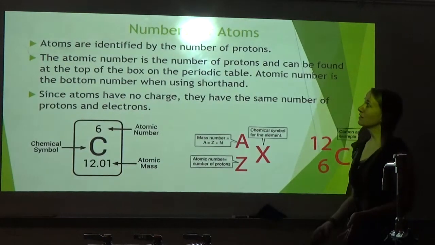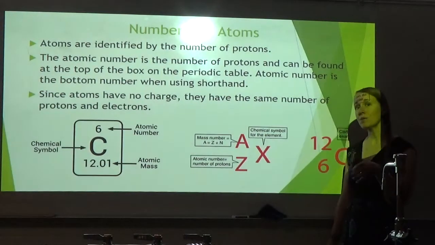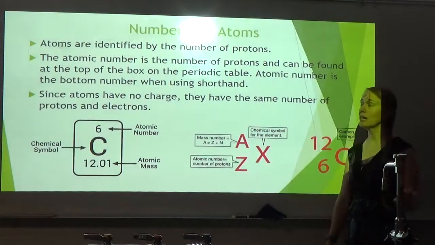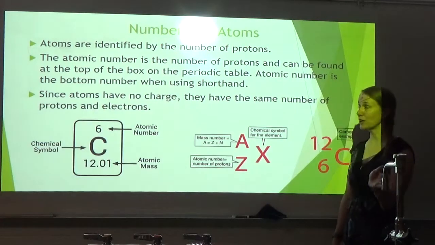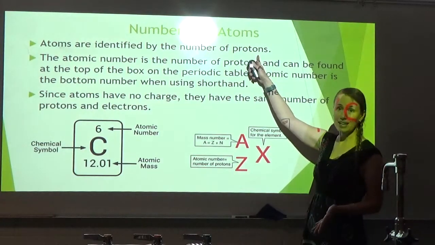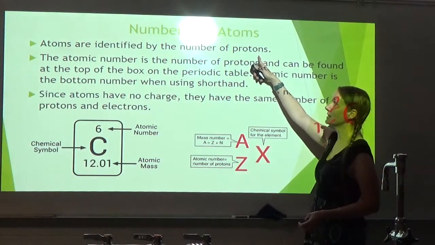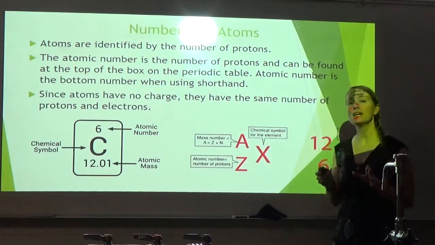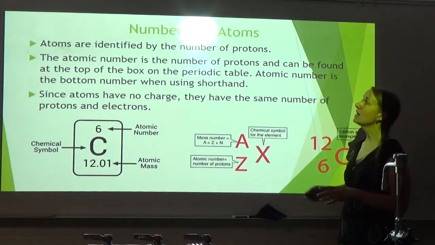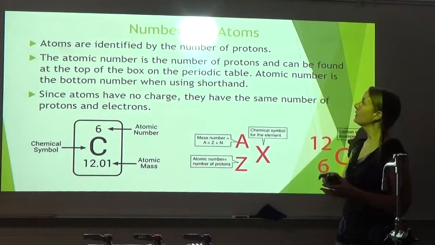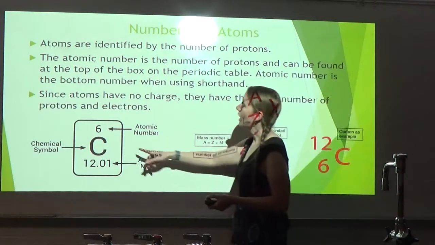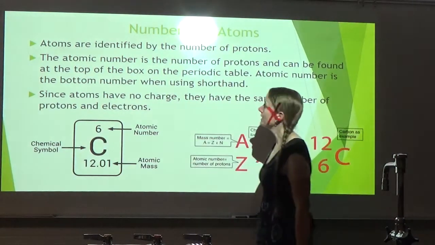So atoms are identified by the number of protons, because we'll talk about isotopes, so neutrons can change. We'll talk about ions, electrons can change. Protons cannot change through chemical or physical processes. So an atom can always be identified by its number of protons. The number of protons is the atomic number. It can be found at the top of the box on the periodic table.